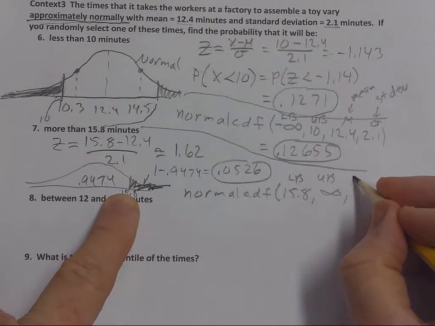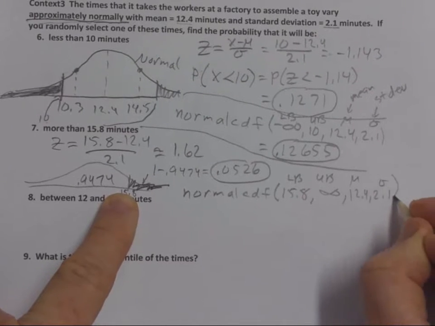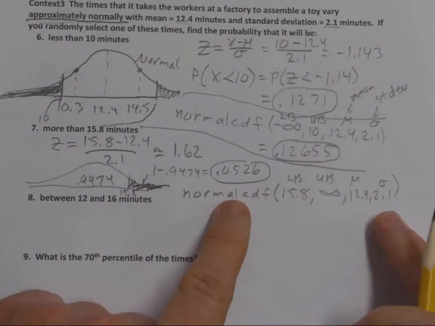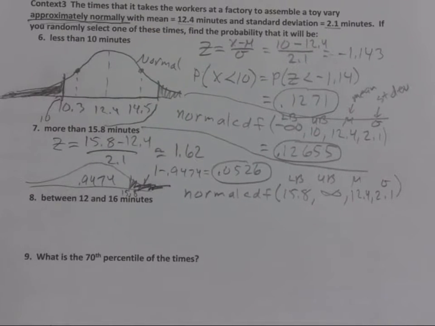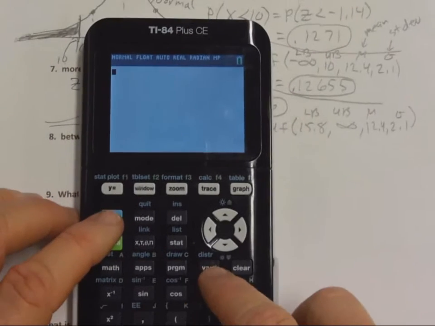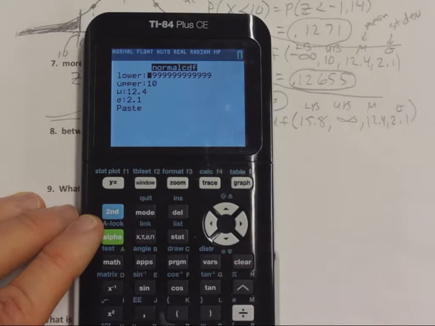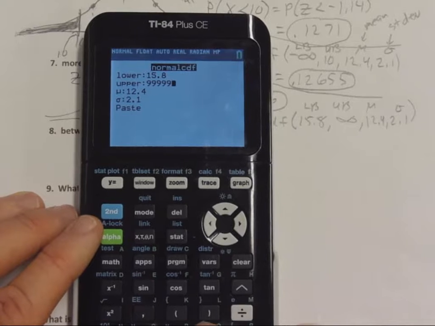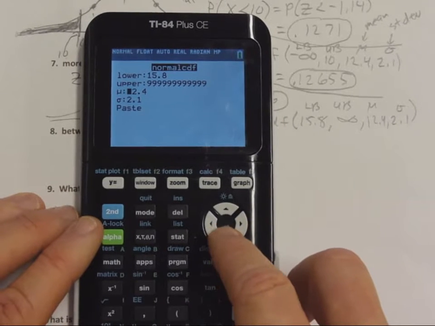My mean is still 12.4. Standard deviation is still 2.1. Like that. That would actually be considered fully showing your work, unless, like I said, you were asked to draw the curve and show the z-score. But let's find that. And so what we'll do is we'll go second distribution, once again, normal CDF, and we will go the lower bound of 15.8. The upper bound, just enter like 9 trillion or something. That'll work. That's certainly effectively infinity on this scale.